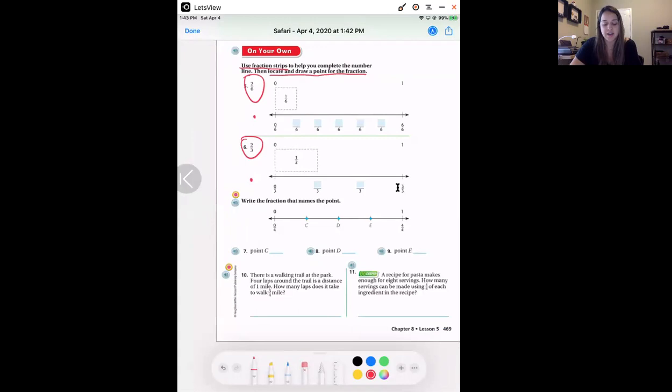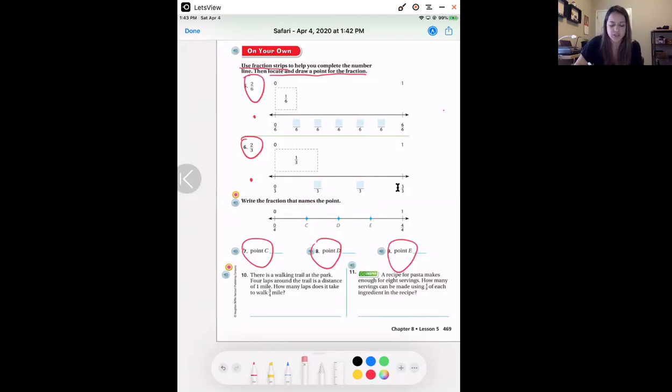Write the fraction that names the point. Where is C? Where is D? Where is E? You're gonna have to write the fractions. They don't give you a spot to write it. Go ahead and put it up here, right above it, write the fraction. That's going to help you out instead of having to go back each time.